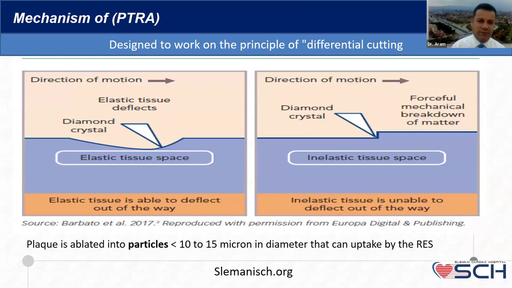As mentioned by Dr. Amjad, the mechanism of rotational atherectomy is that it acts by the principle of differential cutting. By differential cutting, we mean that it will affect only the inelastic calcified plaques, while the elastic tissue is able to deflect out of the way. Whenever it touches the tissue, the elastic tissue beneath the rotablator burr will be deflected away, while the hard calcified lesion cannot do that and will be ablated. So this is the mechanism of action of rotablation: differential cutting.